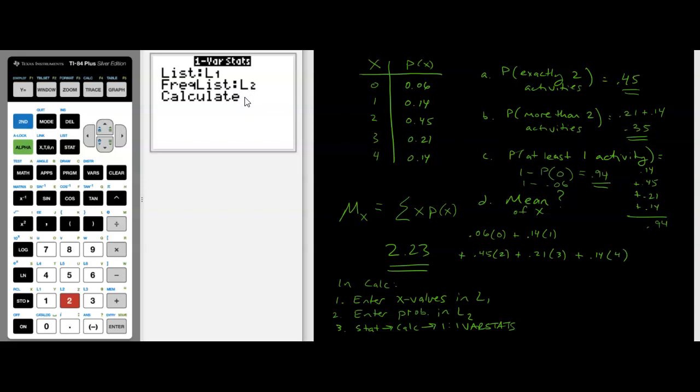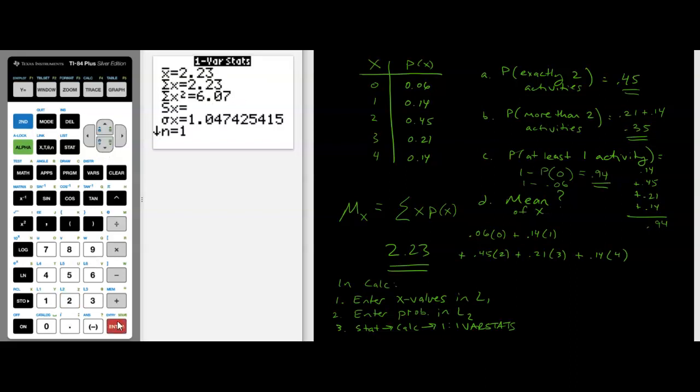So just keep in mind when you press one-var stats, if you're just doing a summary of a single set of data, we just had L1, but if you're dealing with these probability distributions of discrete random variables, we've got an L1 and L2. And then I can hit calculate, and I get the same mean that we got before, 2.23, because the calculator just has this exact formula programmed into it.